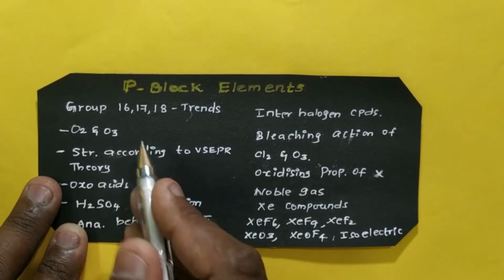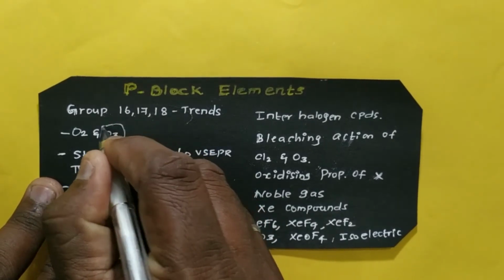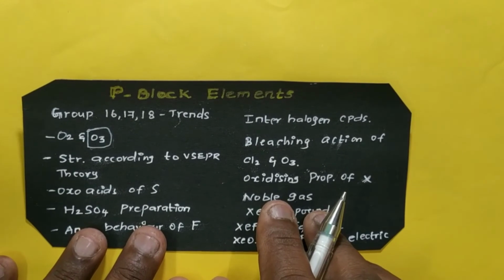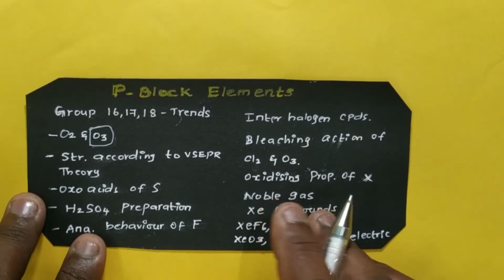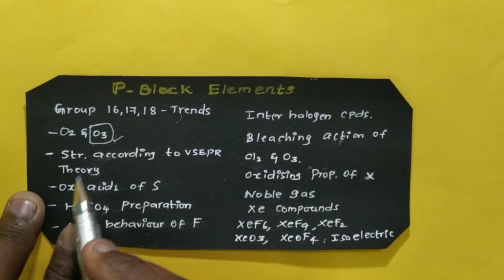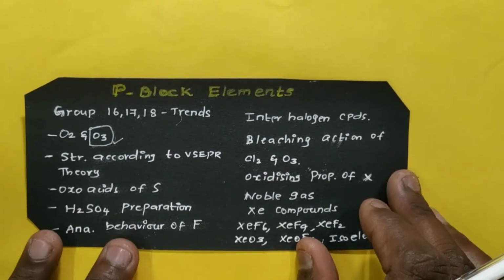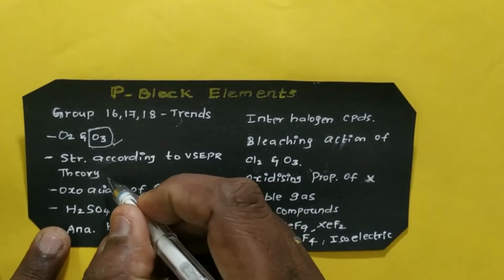Then oxygen and ozone. Here you may expect a good area of asking a lot of questions from ozone. How ozone acts as a bleaching agent, how it is involved in bleaching action. You may expect this kind of question from ozone also. Then structure according to Weier's-EPR theory. How the structure is constructed according to Weier's-EPR theory, that kind of questions will be asked.